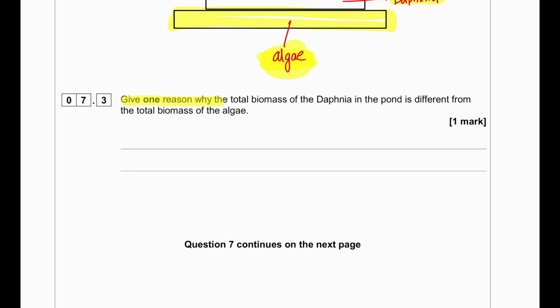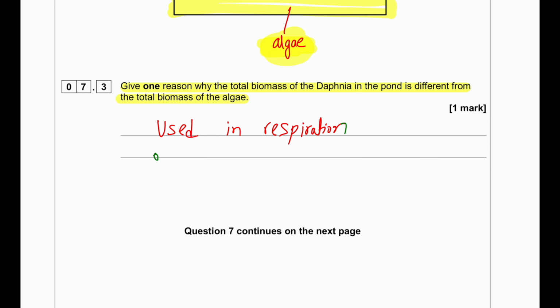Give one reason why the total biomass of the Daphnia in the pond is different from the total biomass of the algae. Very simple, because not all of the algae will be eaten by the Daphnia. And many times there will be non-digestible parts, which will just be lost in feces, also lost as energy, lost in respiration. So many points can be given. The best of all, we can say used in respiration or not digested.